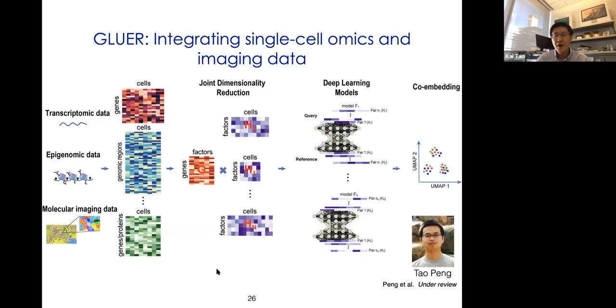Okay, so a number of groups are working on this problem. We also worked on this problem recently. We developed this GLUER algorithm. This is spearheaded by a very talented postdoc, Pentao, in my lab. We think this is a general framework to integrate single cell multi-omics data with imaging data, as shown in this cartoon. So in the next few slides, I'd like to give you a brief overview of the major steps of the algorithm.